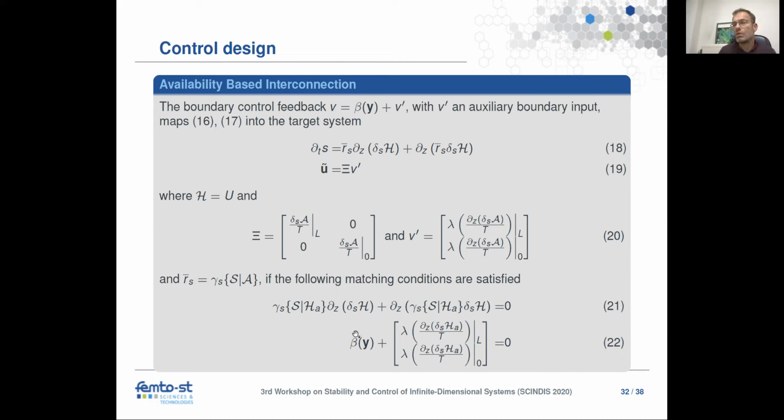And these conditions are called matching conditions. And we are, in this case, able to solve these matching conditions. The matching conditions concern the additional energy that you put in your system and give you the state, the output feedback that you have to apply to your system. Okay. In this very simple case, these equations are very easy to solve and give you the feedback.